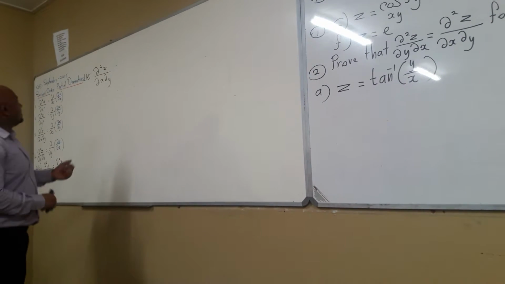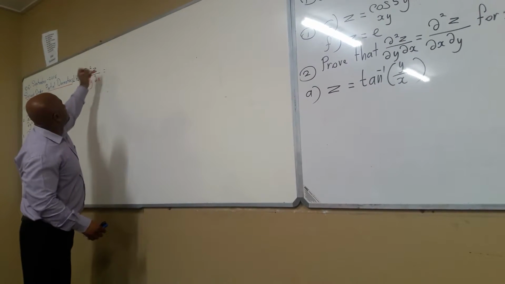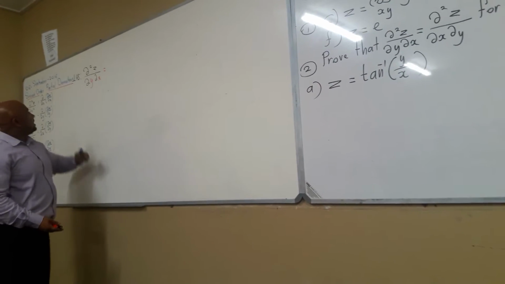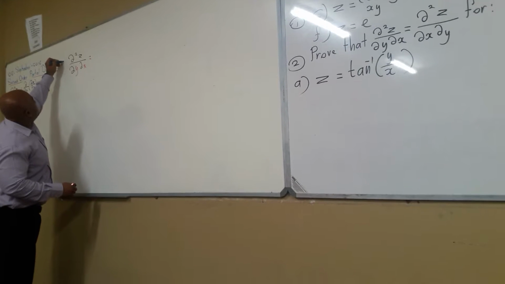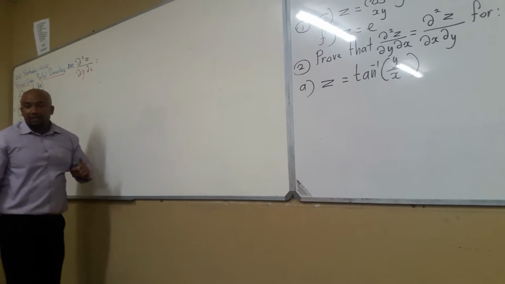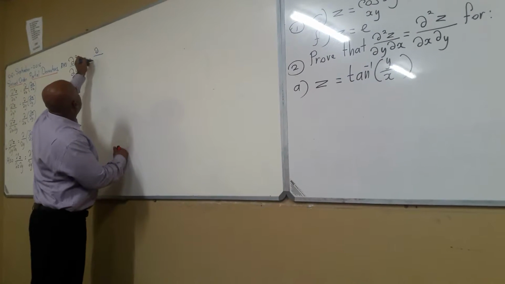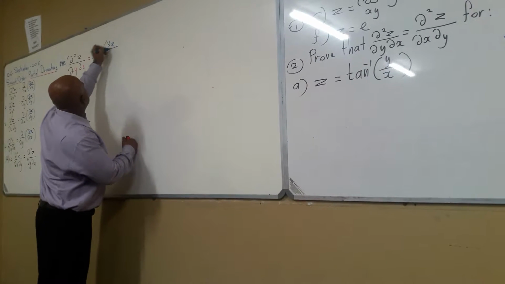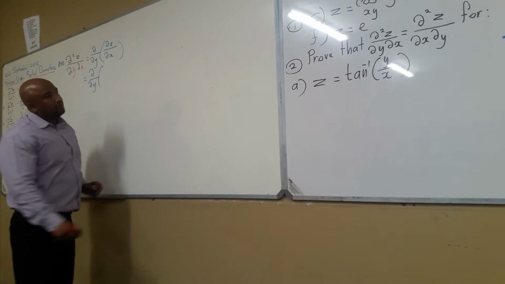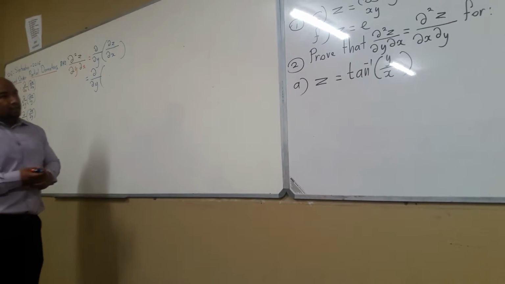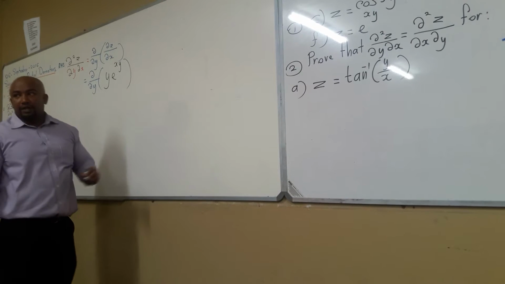So that was the left-hand side. Let's do the right-hand side. So the right-hand side here. Again, read this from left to right. So this will be d over dy of dz dx. So that will be d over dy. What was my dz dx? Dz dx was y e to the power xy.